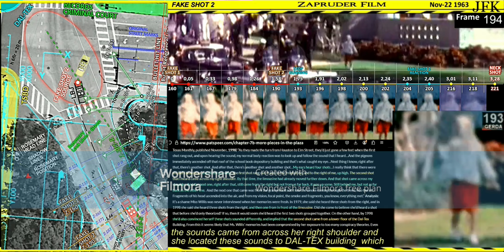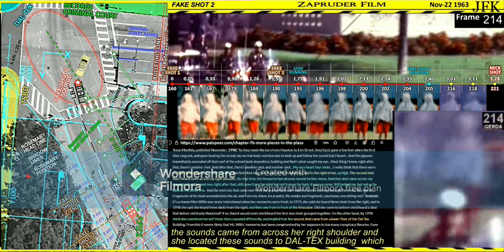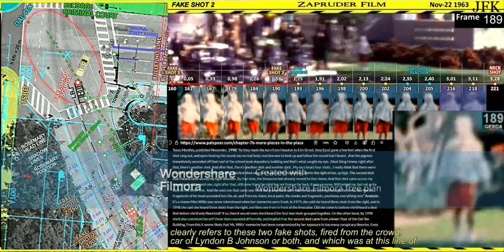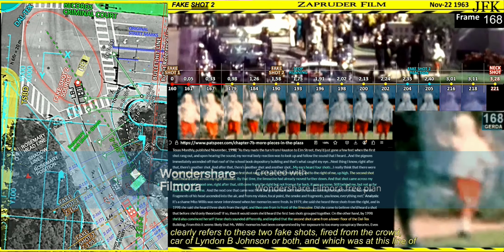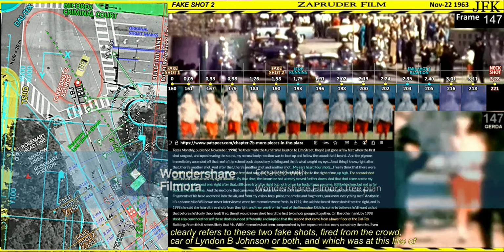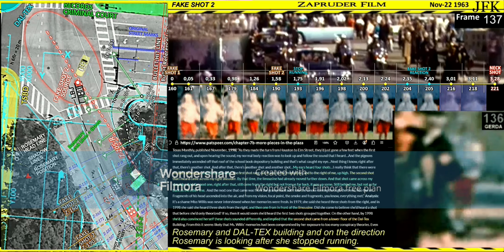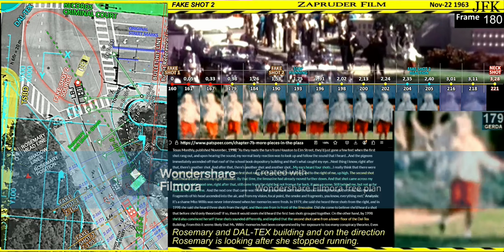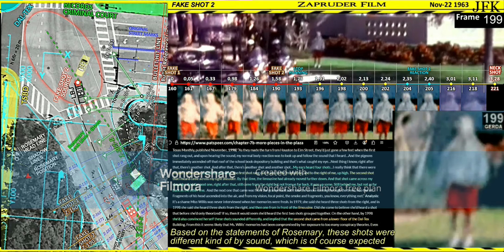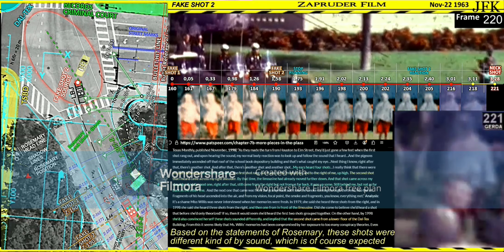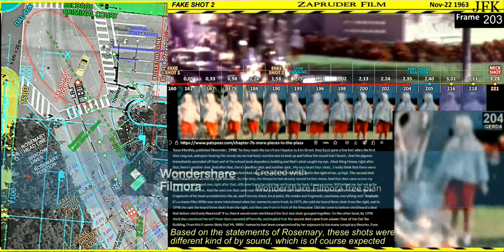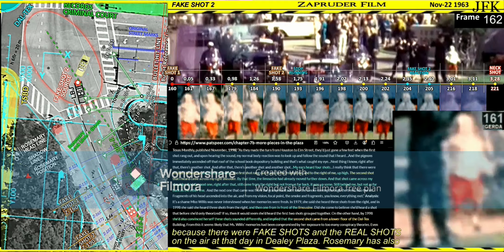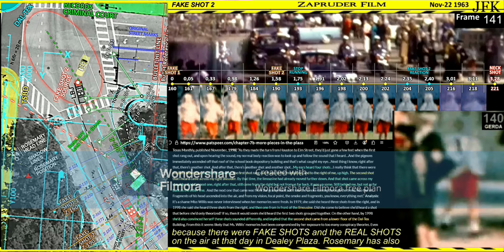Rosemary had said that the sounds came from across her right shoulder and she located these sounds to the Dal-Tex building, which clearly refers to these 2 fake shots, fired from the crowd, the car of Lyndon B. Johnson or both, and which was at this line of Rosemary and the Dal-Tex building and in the direction Rosemary is looking after she stopped running. Based on the statements of Rosemary, these shots were different by sound, which is of course expected because there were fake shots and real shots in the air that day in Dealey Plaza.